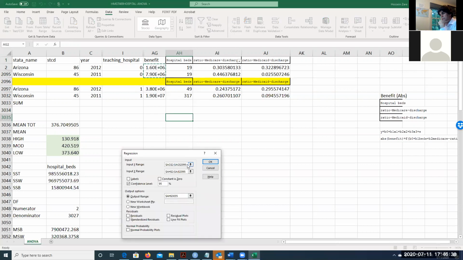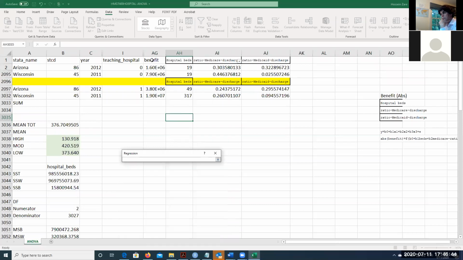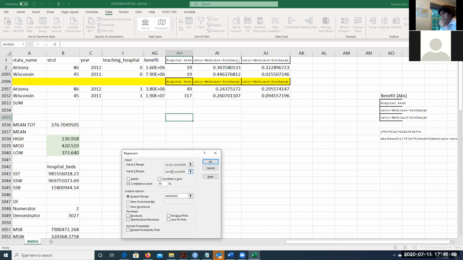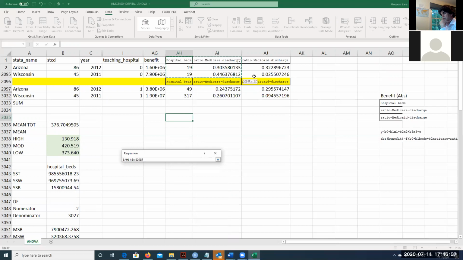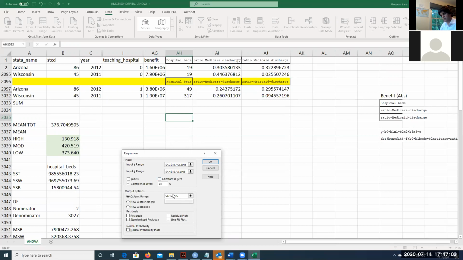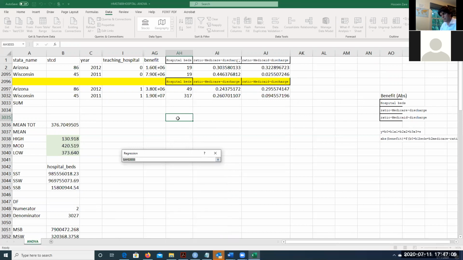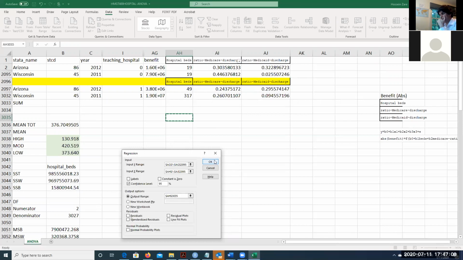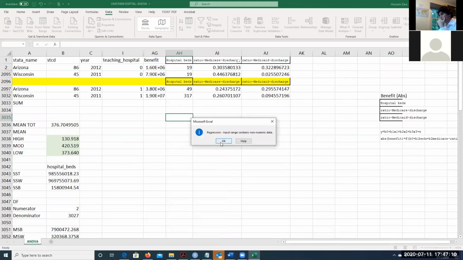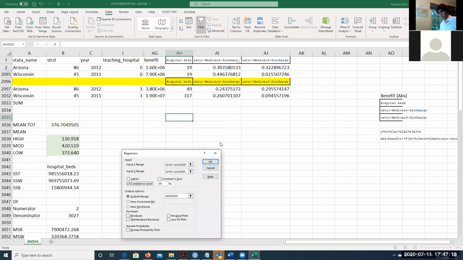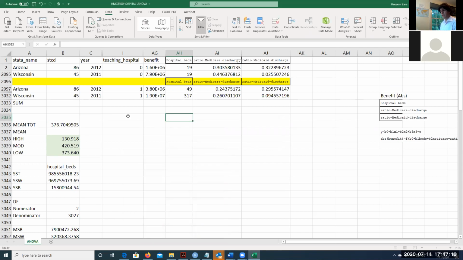Okay, I choose this one. Let me go with everything again. I should choose this one, hospital benefits. And I'm going to include this. Remove everything. Hospital beds entire. And I have the output range here. Okay, and hopefully it worked. Input range contains non-numeric number. There is some other problem. We should fix that. Let's see.